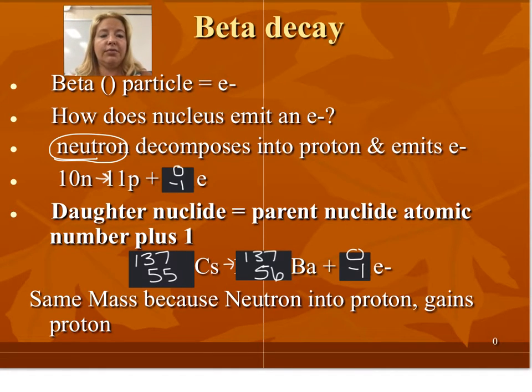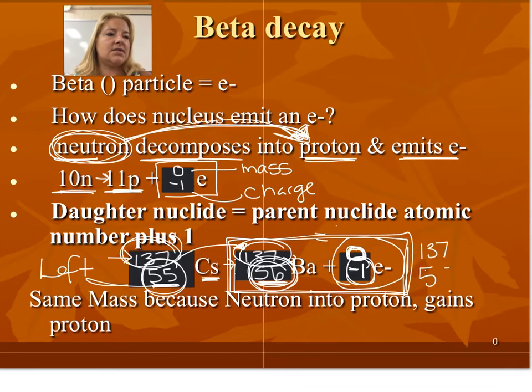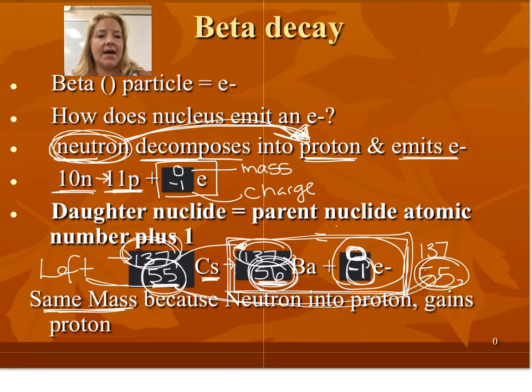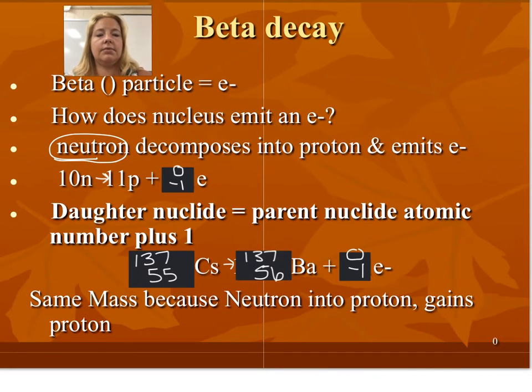So let's look at our number of protons. Well, I have 55 protons on the left-hand side in cesium, and over here on the right-hand side, I've got 56 and then -1. So that is 55, and that is equal to each other. So my protons are equal, okay? So we have the same mass because the neutron breaks down into a proton, but we gain a proton. So we are changing our element, and you can see I had to look on the periodic table to see that the element with 56 protons is barium.